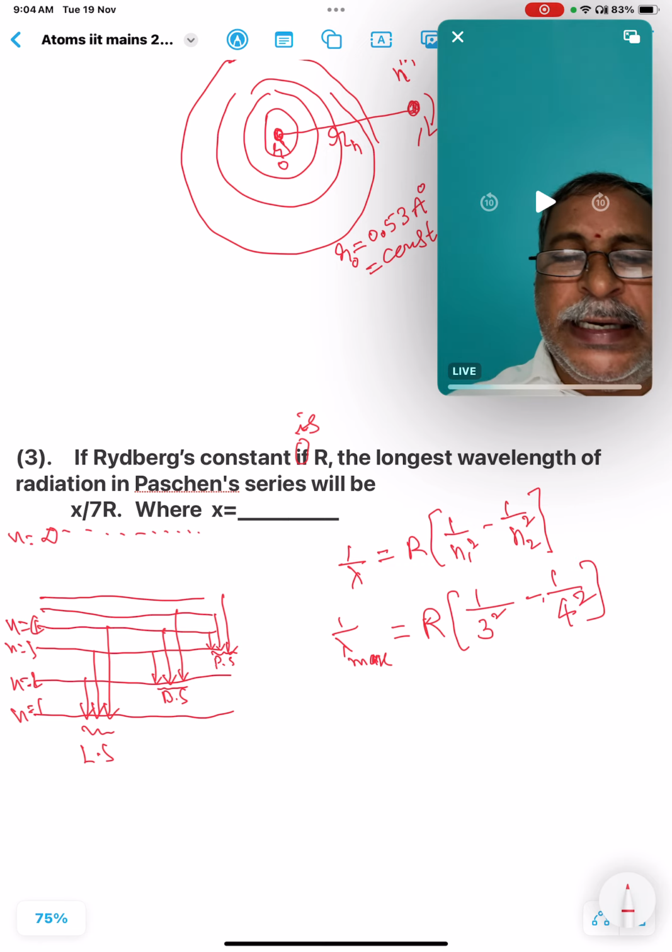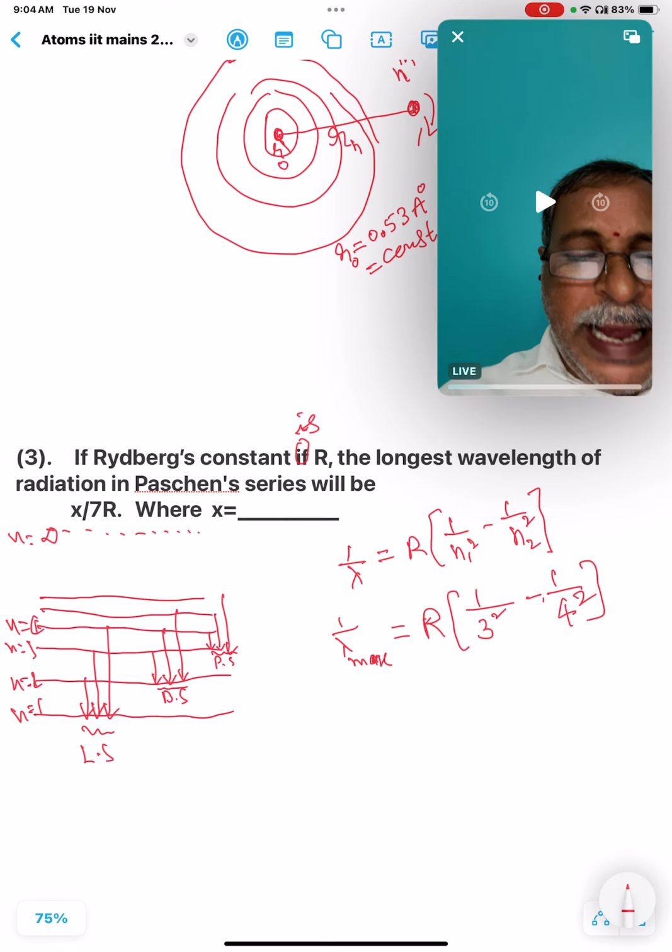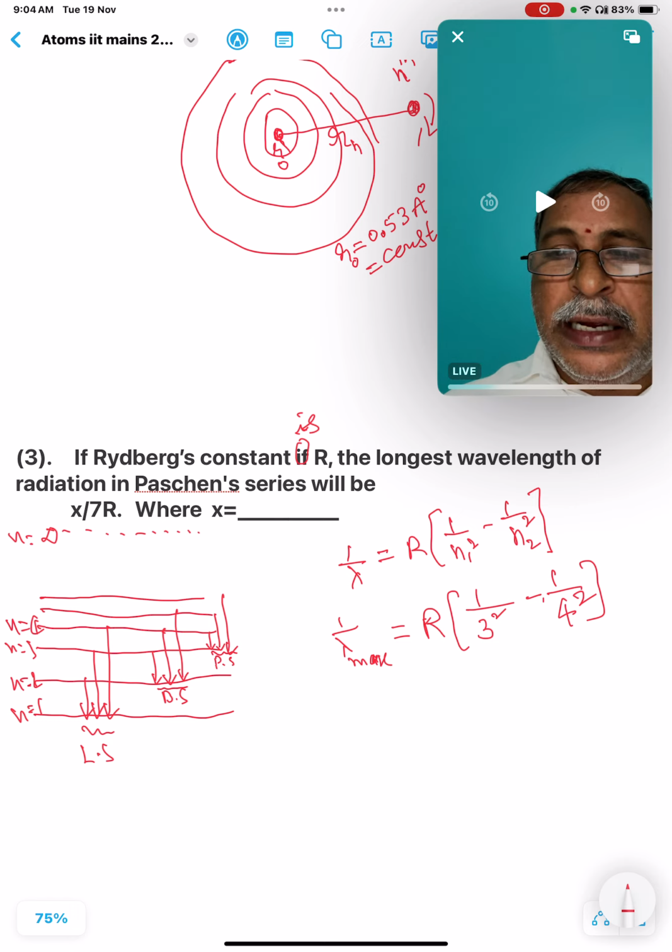So if the energy gap is less between fourth and third compared to other energy gaps, then the corresponding wavelength will be maximum. You know all these points.